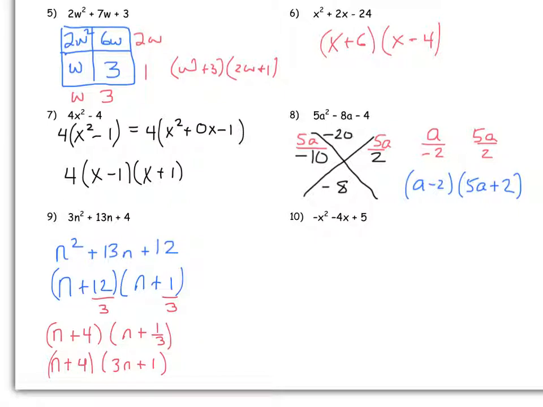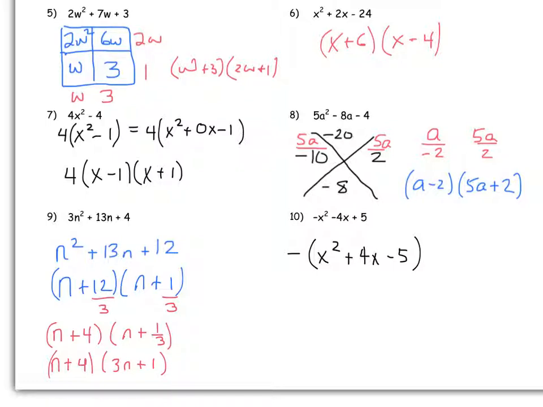Number 10 has a leading coefficient that is negative, and that's a problem. We don't like that. So what we're going to always do, if that's the case, is factor out that negative 1 and change the signs inside. And then I'm just going to factor that inside. Leave that negative outside. Okay.